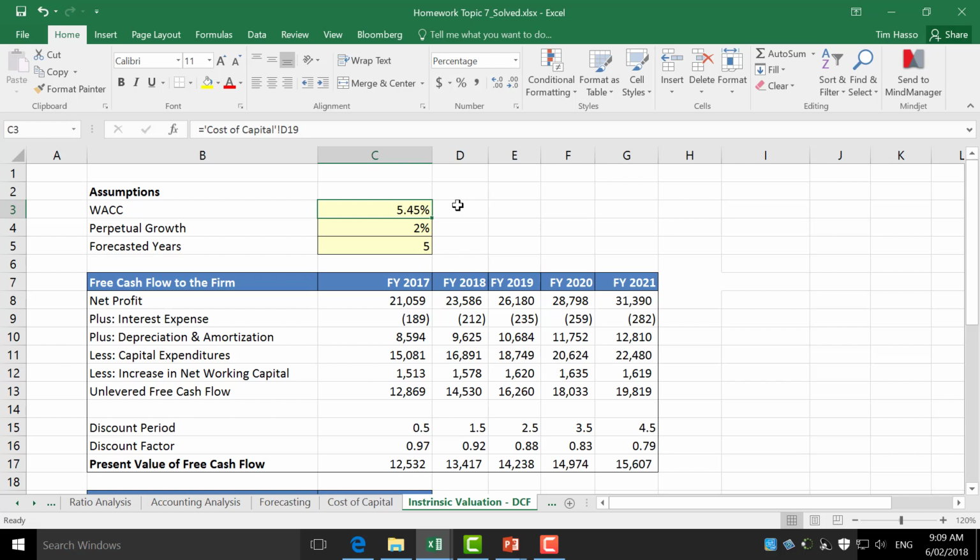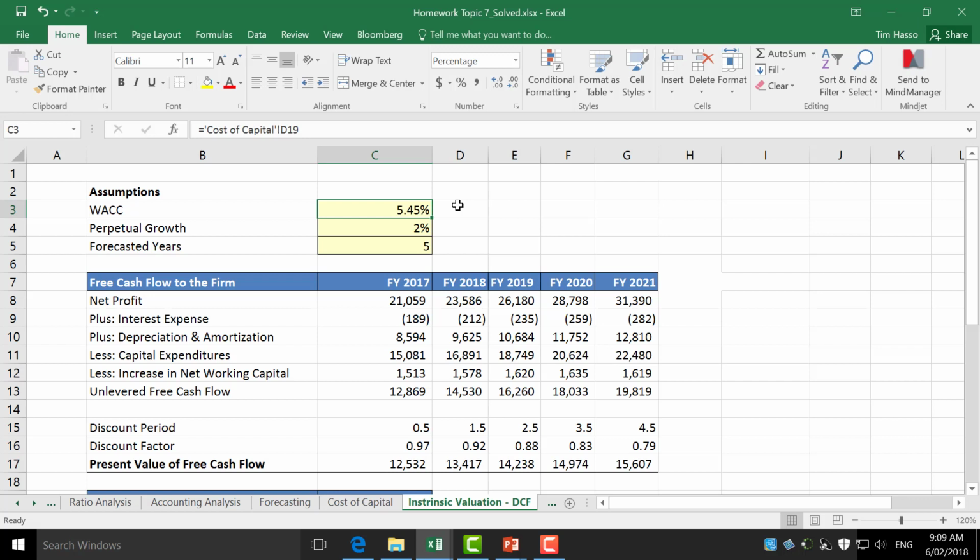Because just because the numbers tell you that the cost of capital is 6% does not mean you need to use 6%. If you know, qualitatively speaking, based on everything you know about the business, that it's actually a much higher risk, then you can adjust that.